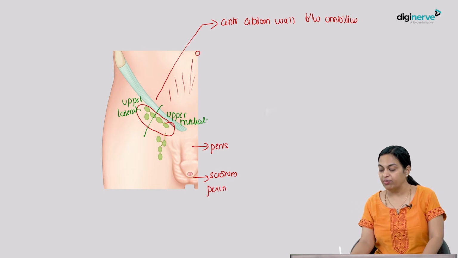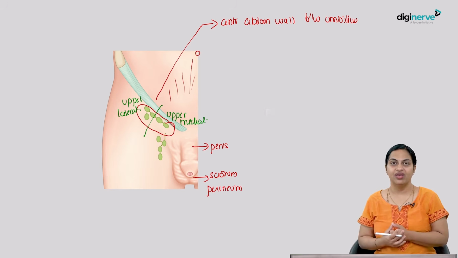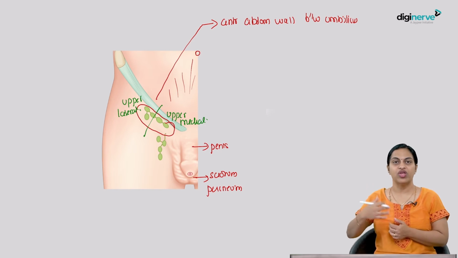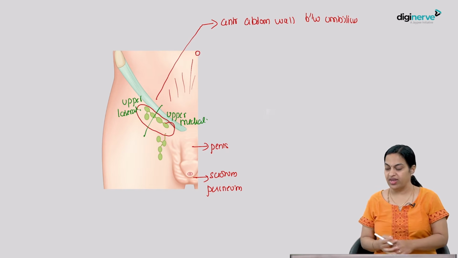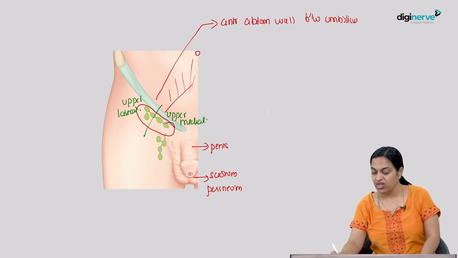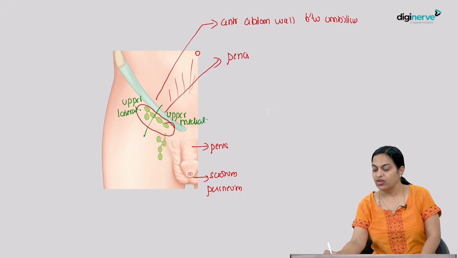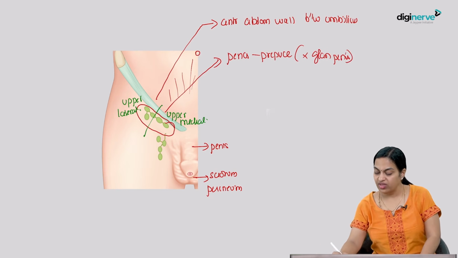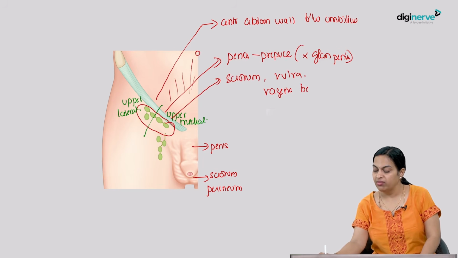Even further behind we come across the area called the perineum. The anterior part of the perineum is called the urogenital triangle, and the posterior part of the perineum is called the anal triangle. Now, the upper medial group also receives lymphatics from the skin of the penis, including the prepuce, but not the glans penis, and also from the scrotum in males. In females, it will be the vulva and vagina below the hymen.